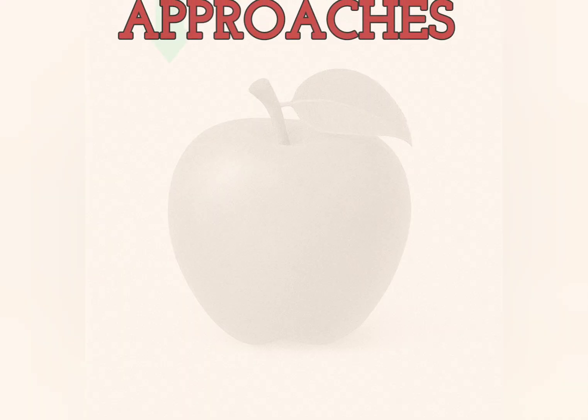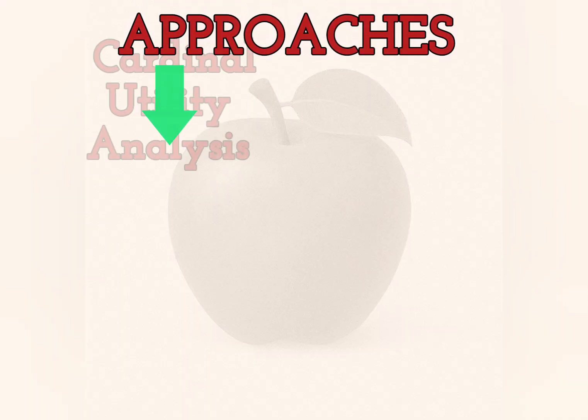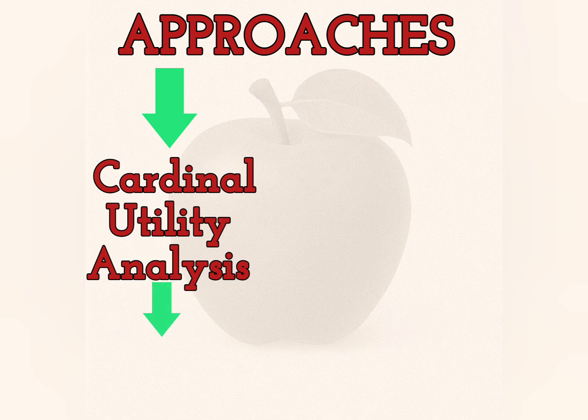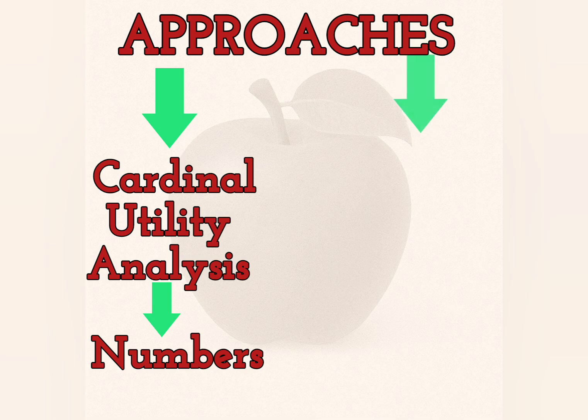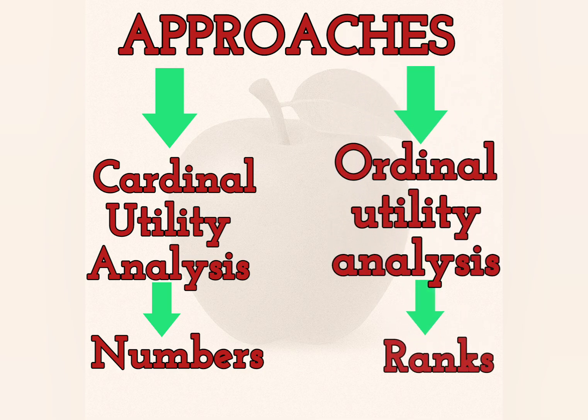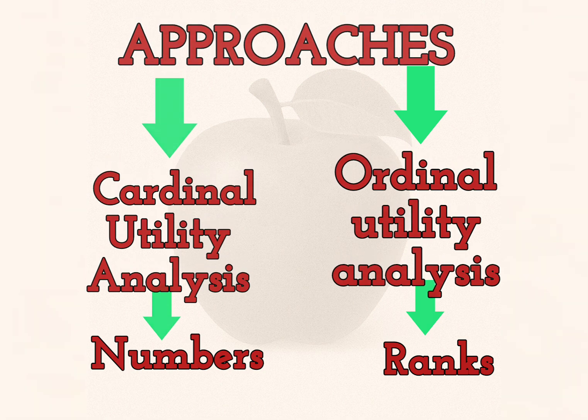There are 2 ways to think about utility in economics. Cardinal utility analysis: this way measures utility in numbers like 1, 2, 3, 4. It tells us exactly how much satisfaction we get from something. Ordinal utility analysis: this way measures utility by ranking. It doesn't use numbers, but shows which things people like more or less.